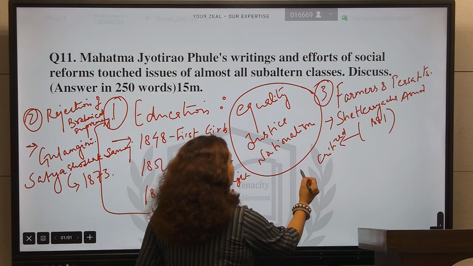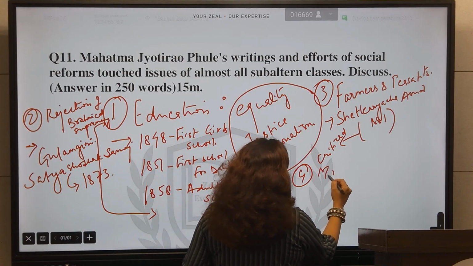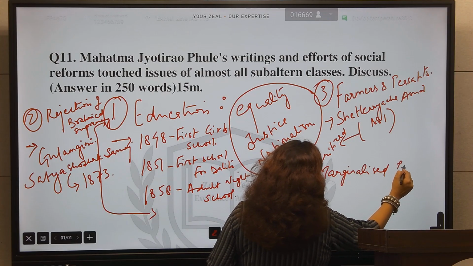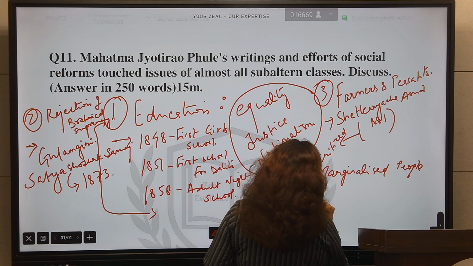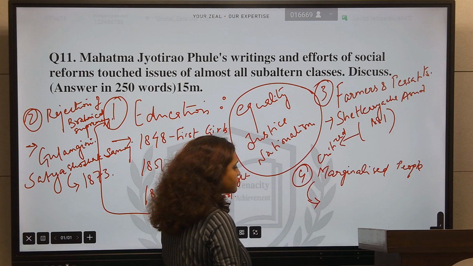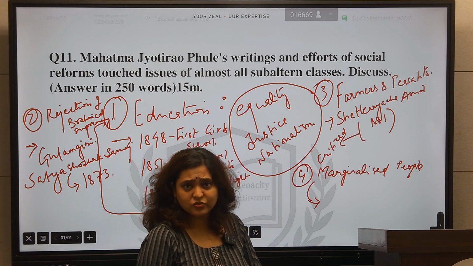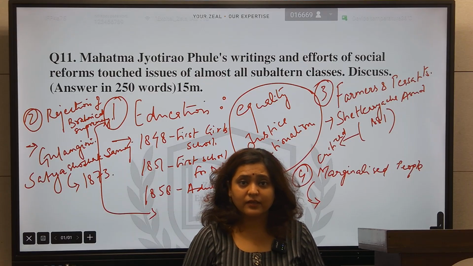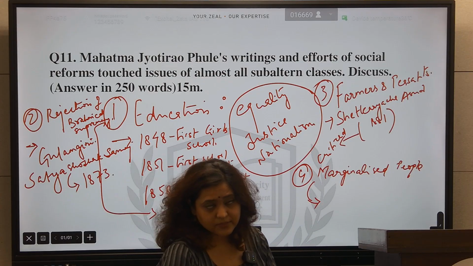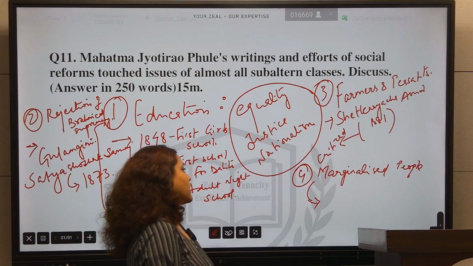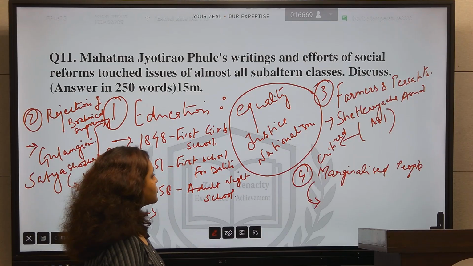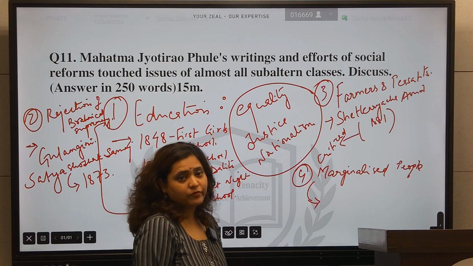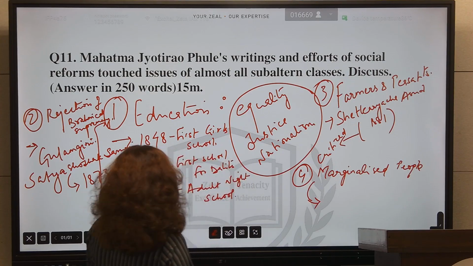And lastly, he worked for the marginalized people. He encouraged them to take up agriculture and crafts, he believed in cooperatives and in a collective way of fighting against the system. So these are all the efforts that he put in, and some of the most important writings that we have.